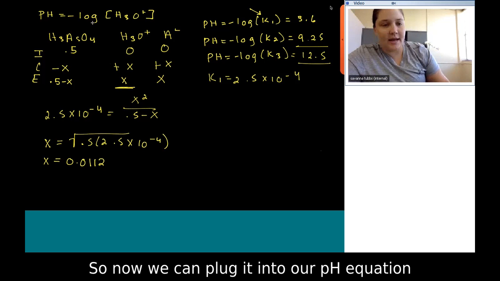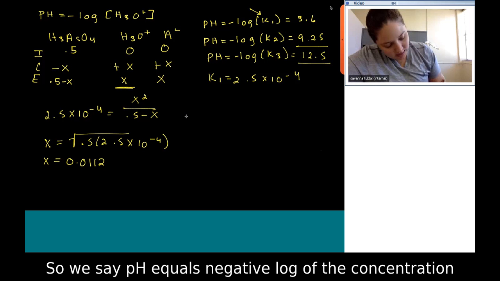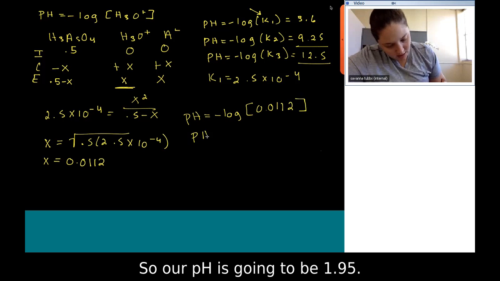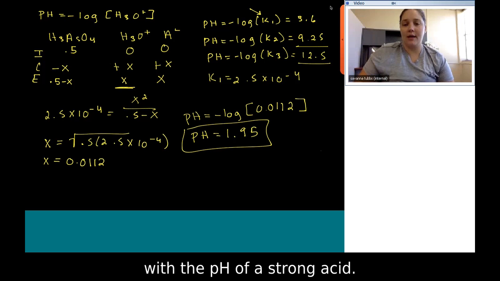So now we can plug it into our pH equation to solve for the pH we're looking for. pH equals negative log of the concentration of H3O plus, which is 0.0112. So our pH is going to be 1.95. And that makes sense. We said that this was a strong acid, so 1.95 corresponds with the pH of a strong acid.